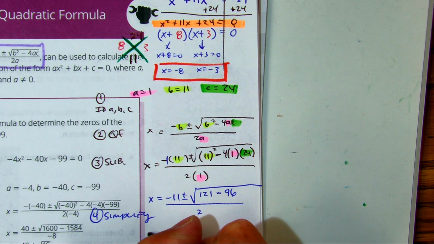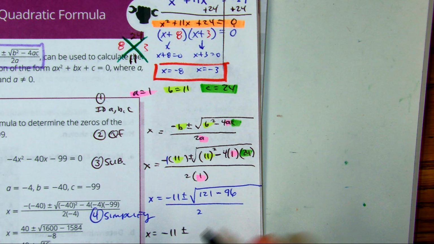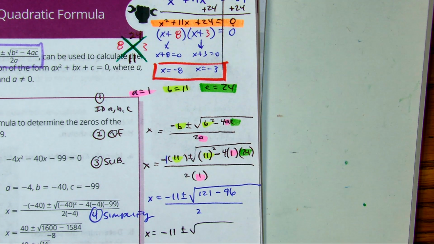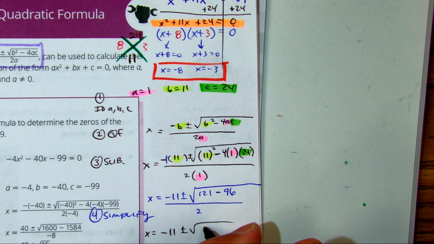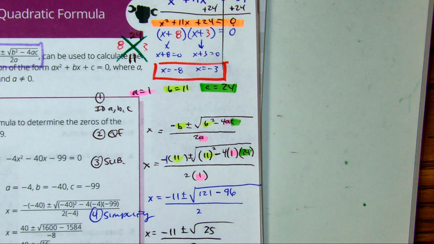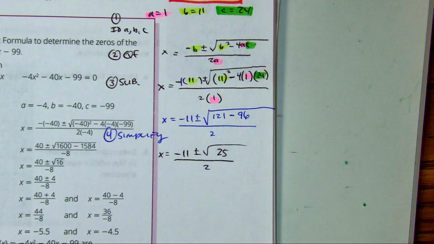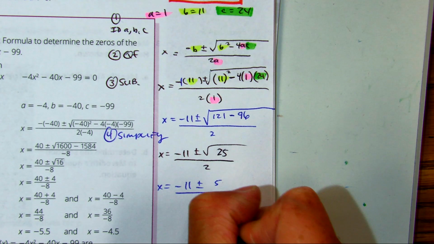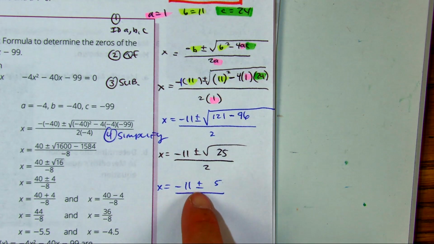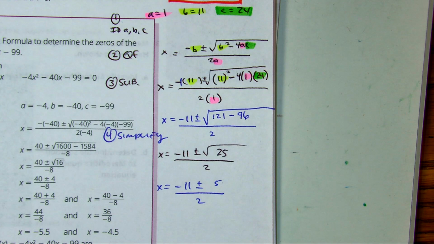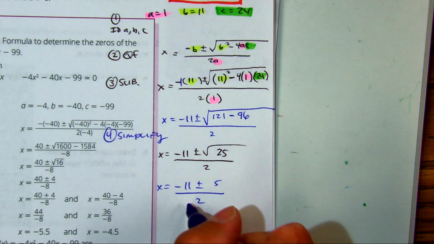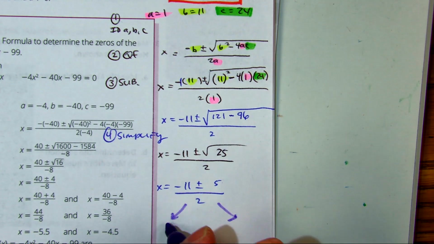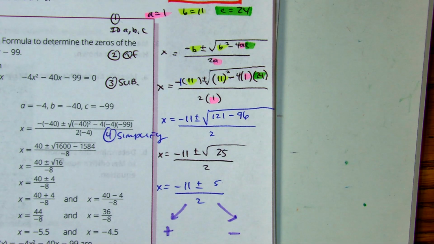Let's continue simplifying. So I have negative 11 plus or minus 121 minus 96, which is 25, all over 2. Class, what's the square root of 25? Negative 11 plus or minus 5 over 2. Now you notice I left the plus or minus to the very end, so now we're going to split. When I split this, one of them is going to be a plus, and one of them is going to be a minus. So basically I'm separating the plus and minus symbol.